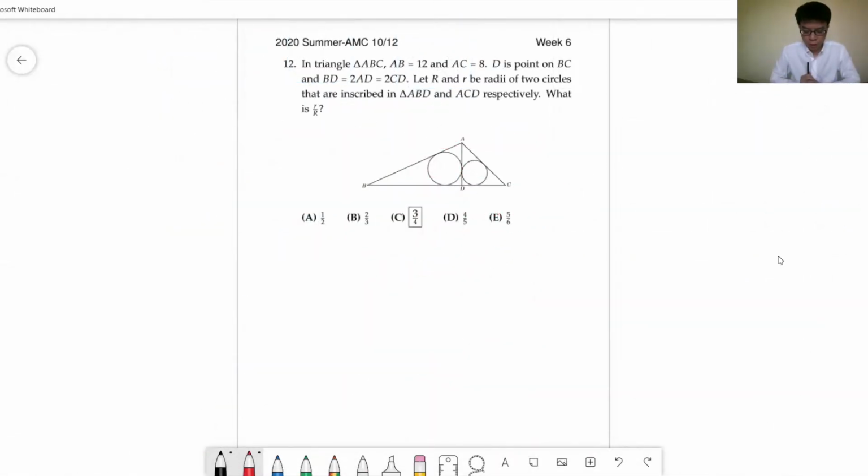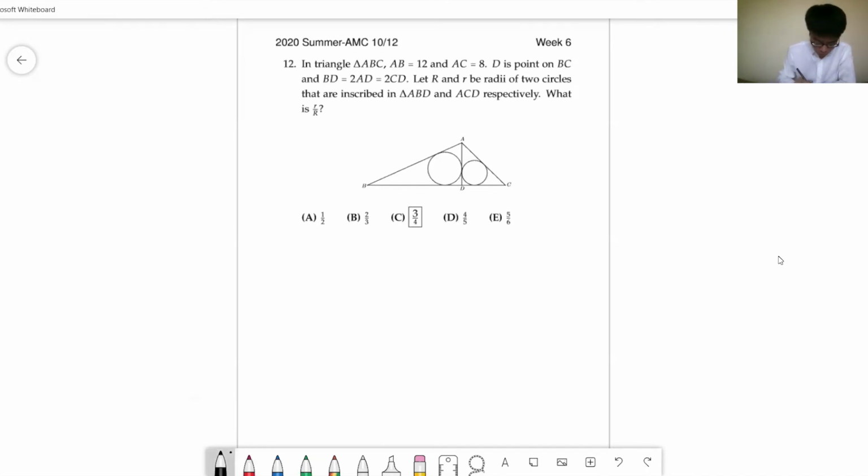Okay, let's do problem 12. So we have this triangle and it is divided into two parts. Each sub-triangle has an incircle, okay? We would like to calculate the ratio of these two radii, right? And then let's first record the formula to calculate this radius for a given triangle.